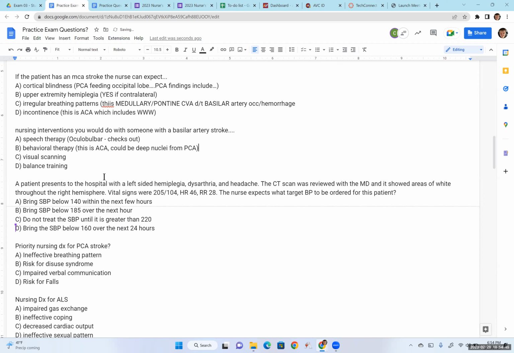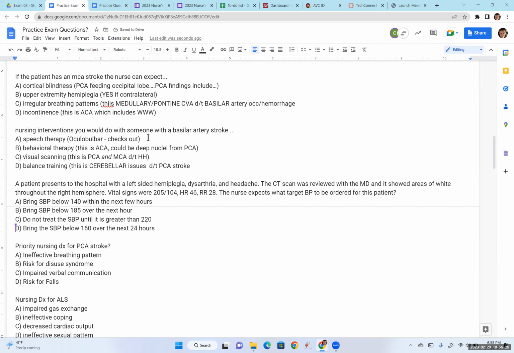From PCA, right? But we're talking about basilar artery affecting the brainstem, right? And the cerebellum. Visual scanning. This is PCA and MCA, whoops. Due to HH, right? Not H/H, but HH, right? And then balance training. Who's that? This is Sarah Beller. Issues, Sarah Michelle Gellar. Issues due to PCA stroke, right? So which one's the right answer?